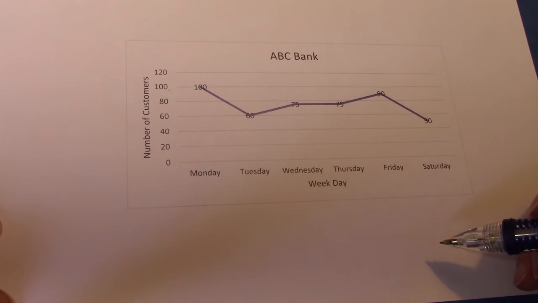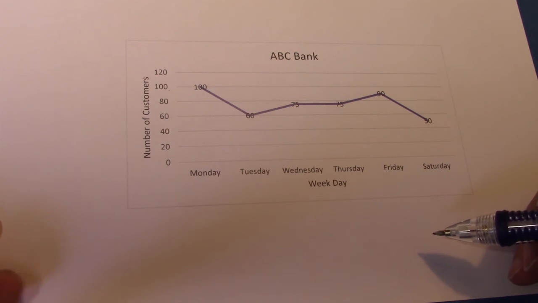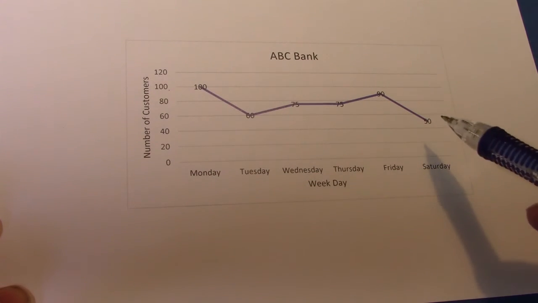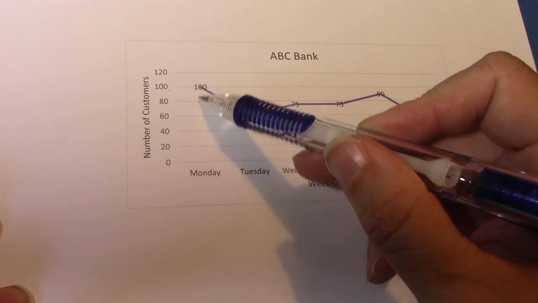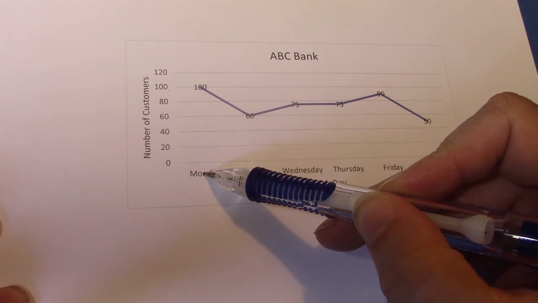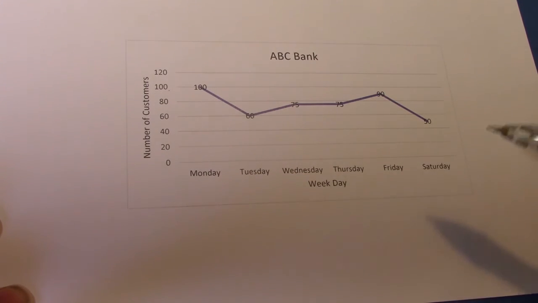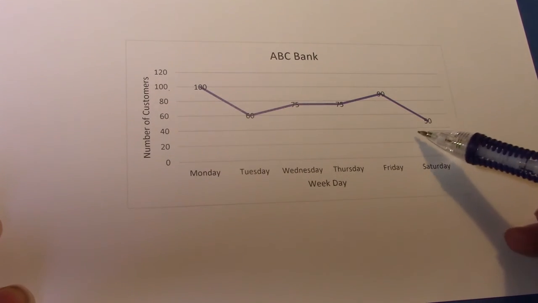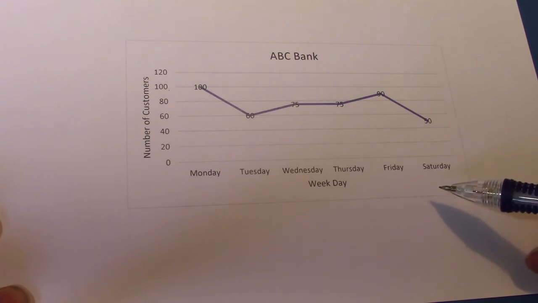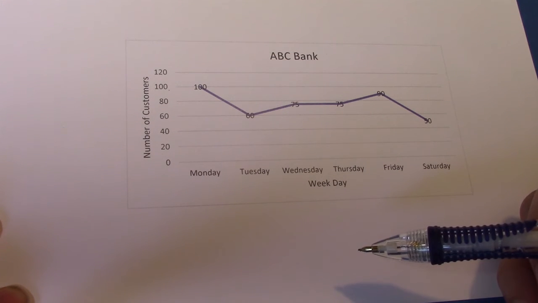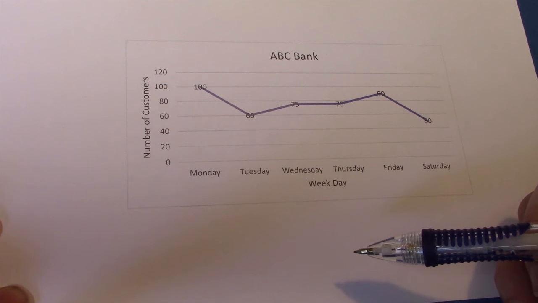The next thing to consider when looking at a line chart are the high and the low points. In this case, on which day does the bank have the largest number of customers? Well, the highest point here is on Monday. Which day has the smallest number of customers? Well, the low point is here, and that lines up with Saturday. Test questions might be as simple as finding those high and low points.